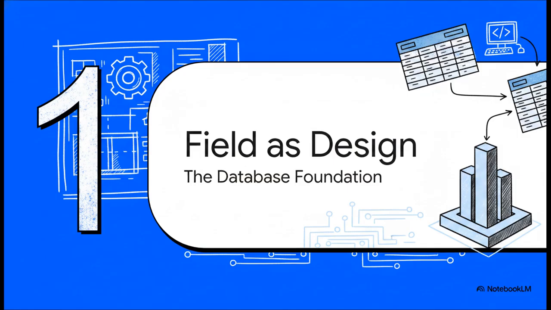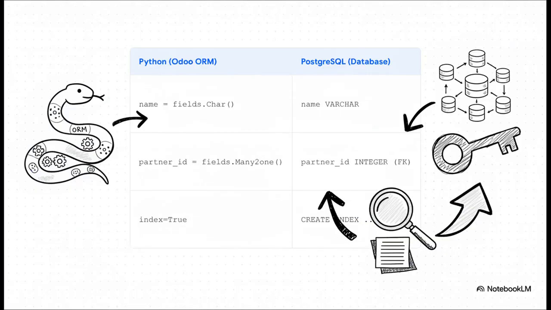When you type fields.Char, you're not just writing a line of Python. No, you are an architect. You're designing a database schema, brick by brick. Just look at this. Every single line of Python you write for a field has a direct one-to-one mapping in PostgreSQL. Your fields.Char becomes a varchar.